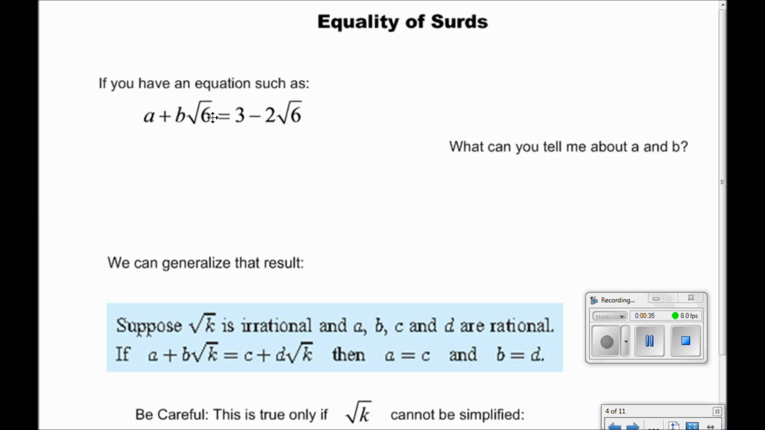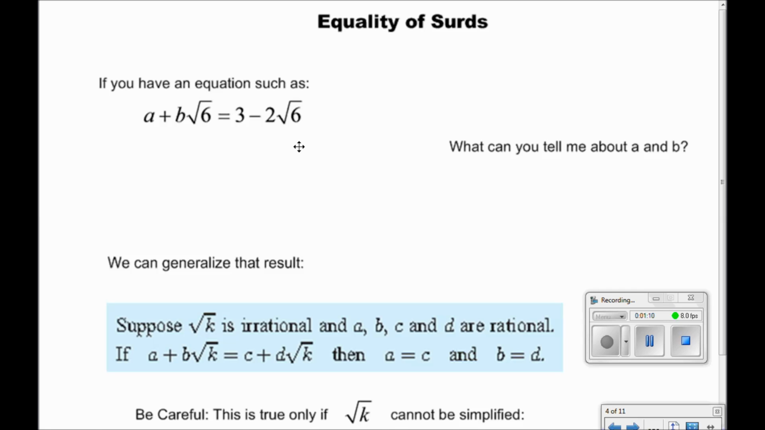Because that square root of 6 is a surd, it's a reduced radical, we can equate those parts of that surd. So we know that b is going to be equal to -2. Okay, and then because a does not have a square root of 6 and 3 does not have a square root of 6, they're both integers, or at least rational numbers, we assume that they are equal as well. So a is going to be equal to 3, and b is going to be equal to -2. Okay, so we're just equating the parts.